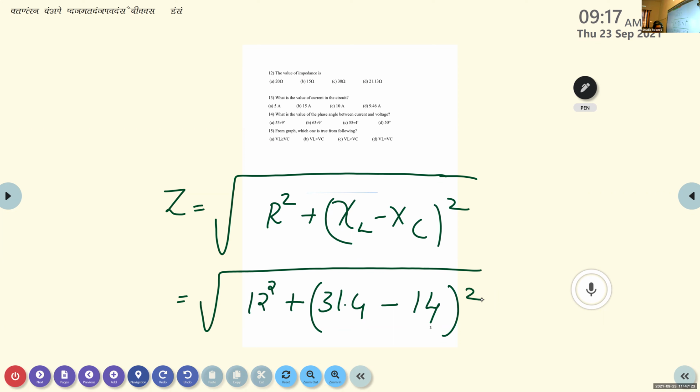And the final answer is 21.13 ohm. 21.13 ohm is the right answer. After solving this, you get option D, 21.13.